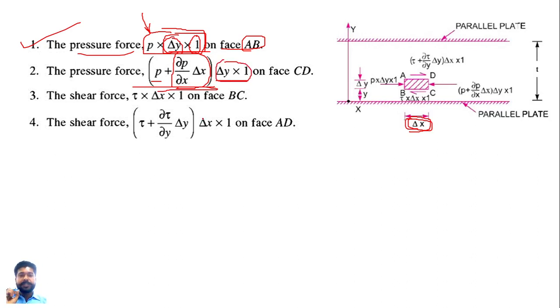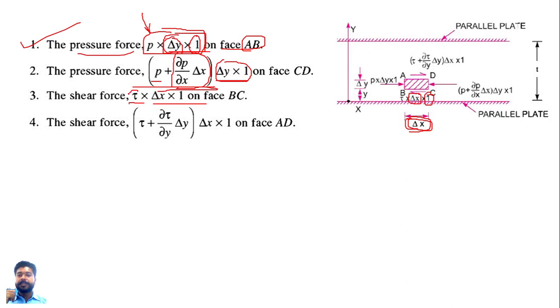Third one is the shear force which is applied on this below side, that is the stress into the area. So the length is delta x. Over here you can see that the length is delta x, times 1.